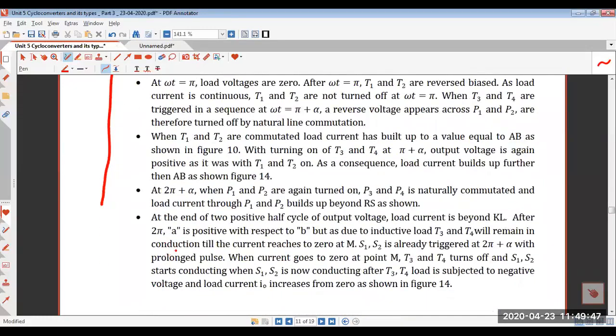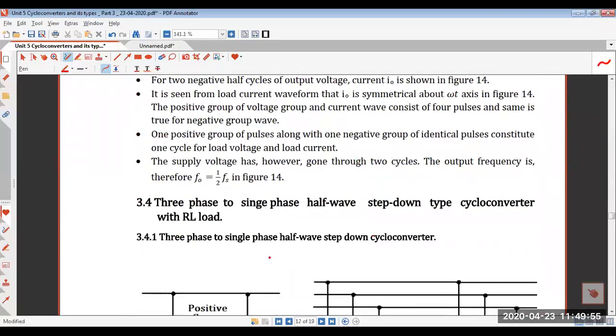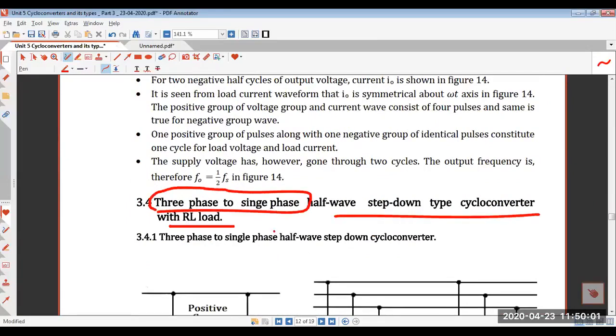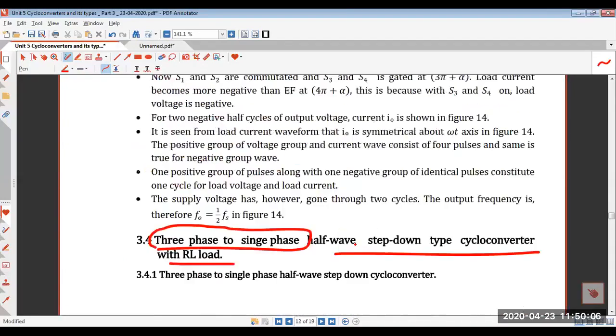You can go through it. Whatever I have explained to you verbally, everything is written here. Tomorrow we will start with the 3-phase to single phase cycloconverters. This is tomorrow's topic. So for today's lecture, this is it.